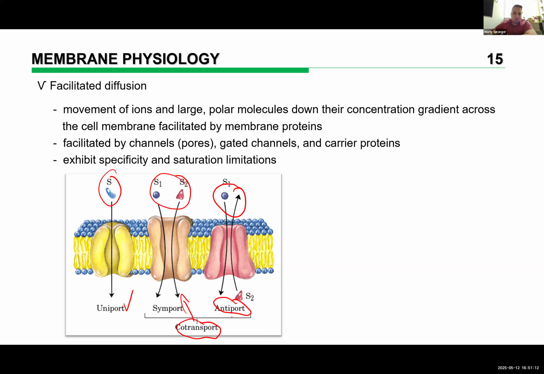These facilitated transporters exhibit specificity and saturation limitations just like enzymes. For example, you have transporters that are located in your kidney for you to reabsorb glucose. So when we filter our blood, we filter glucose that would potentially end up in our urine, but the amount of glucose that ends up in our urine is zero. So it's on its way to the toilet, but it never ends up there because we have these facilitated transporters that reabsorb the glucose.